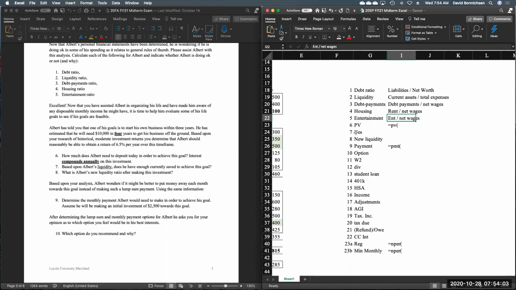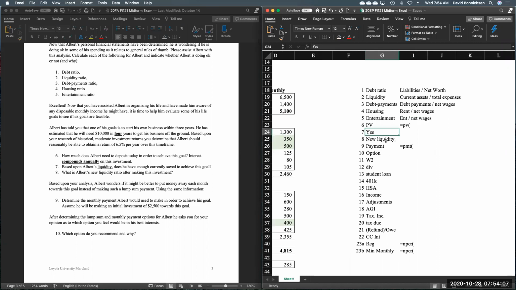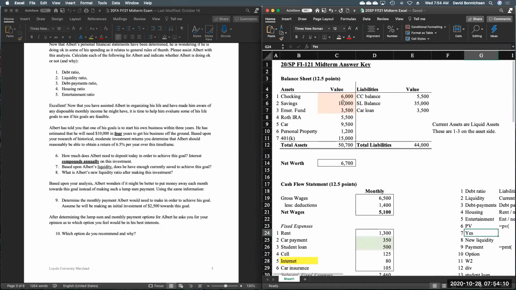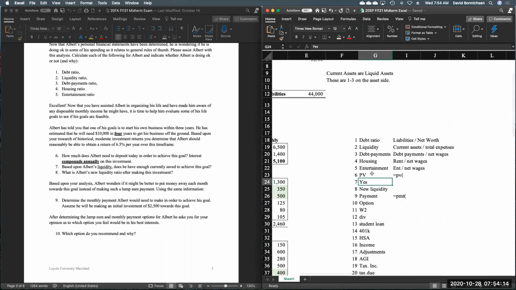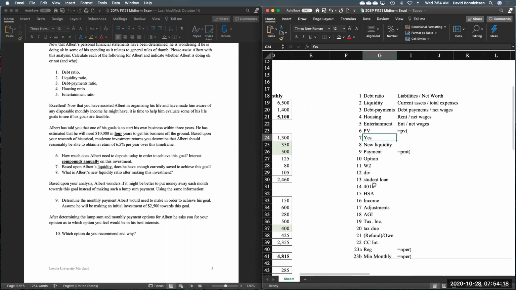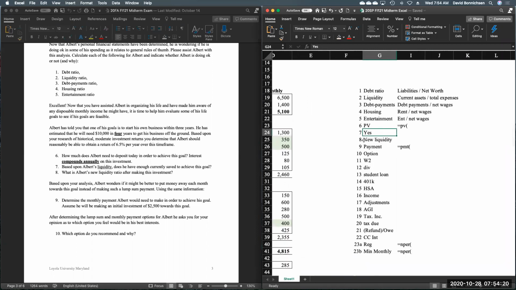Okay. Question 7. Obviously he's got enough liquidity, because you can look to see what his liquidity is with his current assets. And the number that you calculate for the PV will obviously be less than the sum of all 3 of those. And so yes, he's got enough liquidity. Question 8, right? What is Albert's new liquidity ratio?